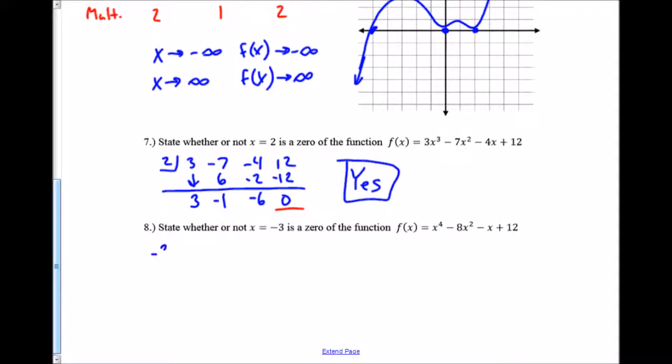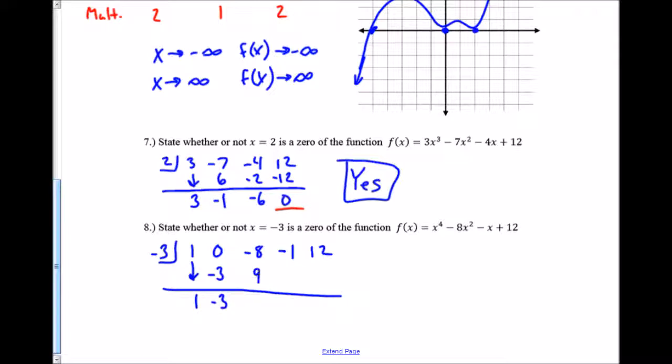Now I'm testing a -3. And the function I have gives me a 1, a 0, because I'm missing the x cubed term. Remember, you have to plug zeros in for missing terms. Need everything in descending order. I bring down the 1. I multiply. I add straight down.